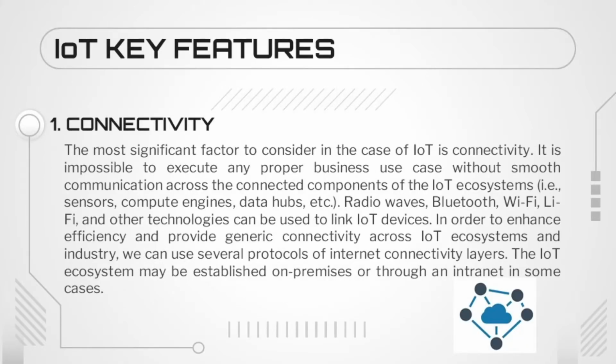Connectivity. The most significant factor to consider in the case of IoT is connectivity. It is impossible to execute any proper business use case without smooth communication across the connected components of the IoT ecosystems. Examples are sensors, compute engines, data hubs, etc. Radio waves, Bluetooth, Wi-Fi, Li-Fi, and other technologies can be used to link IoT devices. In order to enhance efficiency and provide generic connectivity across IoT ecosystems and industry, we can use several protocols of Internet connectivity layers. The IoT ecosystem may be established on premises or through an intranet in some cases.